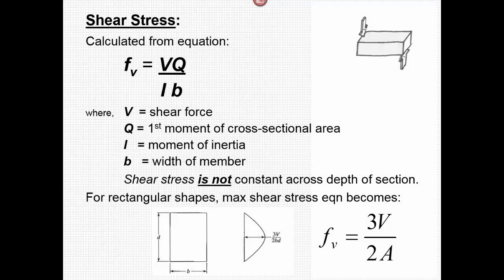Next, we will break down shear stress. Here, we take the shear force V times the first moment of the cross-sectional area, Q, and divide by the moment of inertia, I, times the width of the given member, B. Note that for rectangular shapes, the equation is simply F sub V equals 3V over 2A.